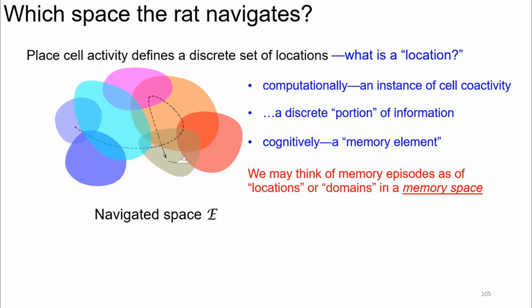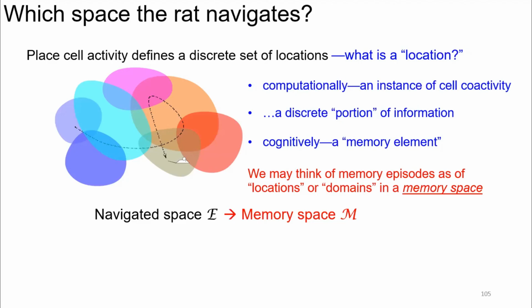Space is only one of the possible types of memory. So we can say, okay, what if we actually turn the table around? Basically, we'll think of memory episodes as locations or domains in the memory space. We would introduce this concept of memory space, and coactivities of neurons represent locations in that memory space.